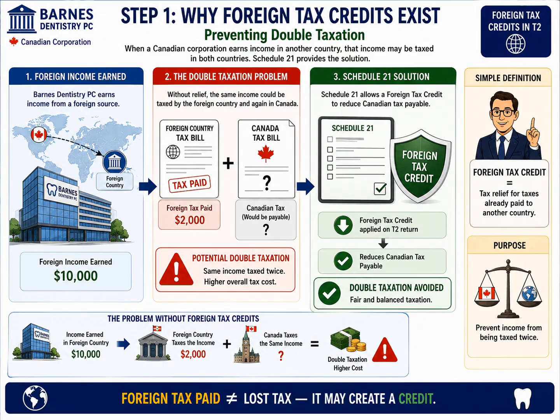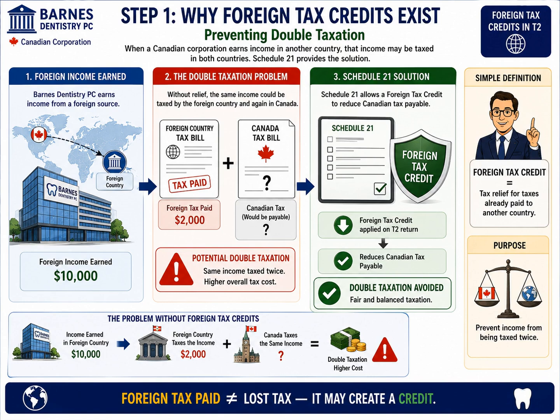Without any relief, the same $10,000 of income could be taxed twice, once by the foreign country, and once again by Canada. This is why the warning symbol appears in the center of the slide. Double taxation increases the total tax burden and can create unfair results. Imagine earning $10,000 of income, but having two different governments tax the same earnings. That would discourage international investment and make cross-border business activities much more difficult.